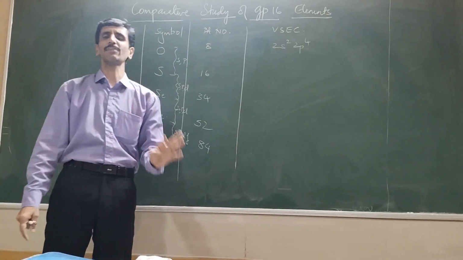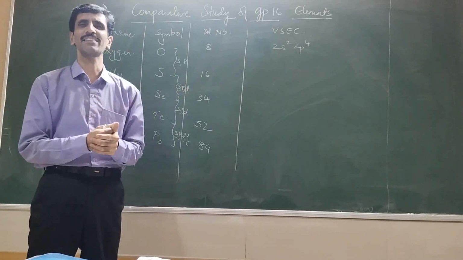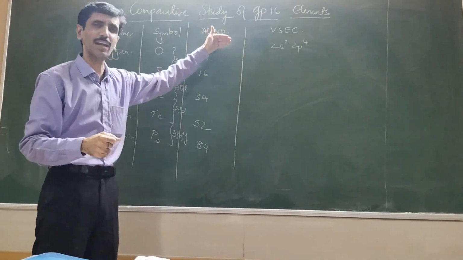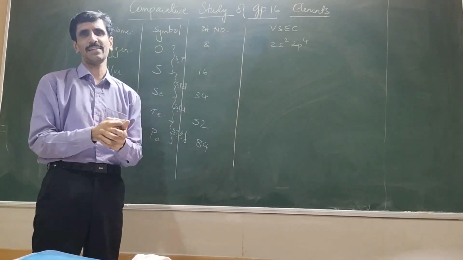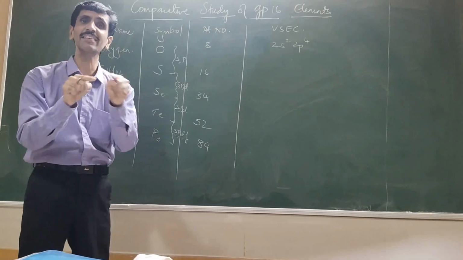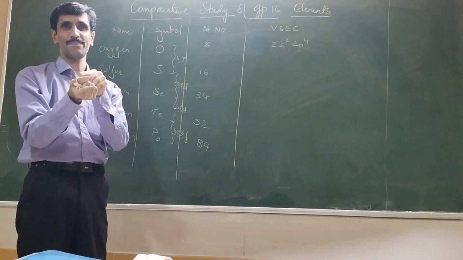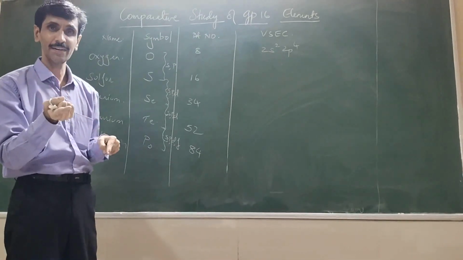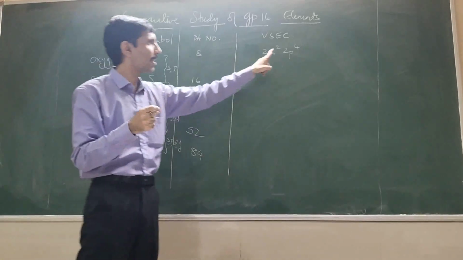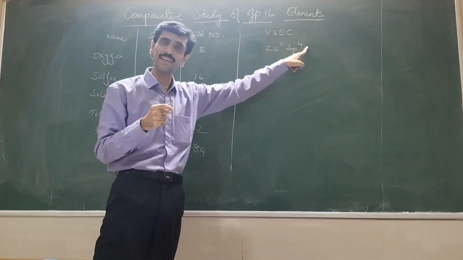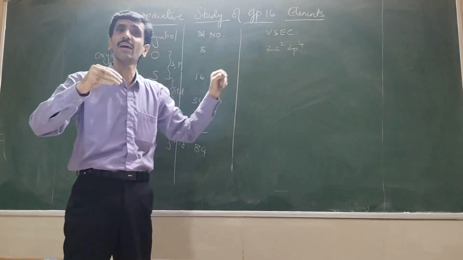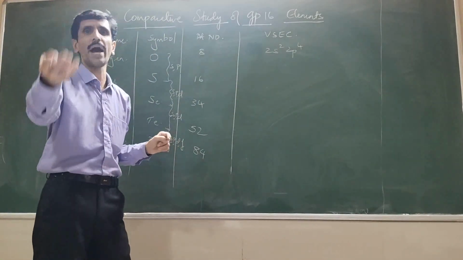Now one more hint I would like to give you, a shortcut, and that is my reference. In a particular group, as we go from the first element towards the last element, the number of electrons in the orbitals remains the same. But the number of shell increases by 1. Once again I repeat, the number of electrons in the orbitals remains the same. Only the number of shell goes on increasing by 1.